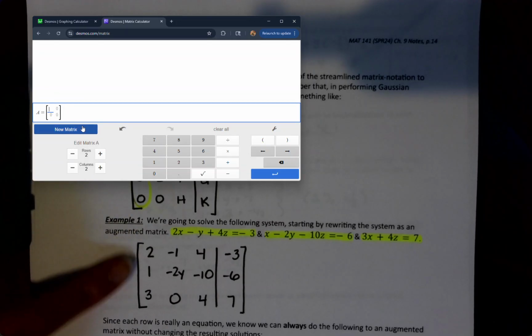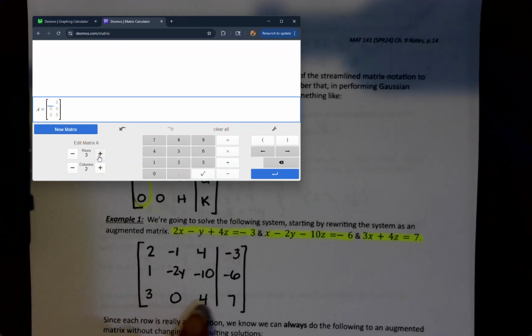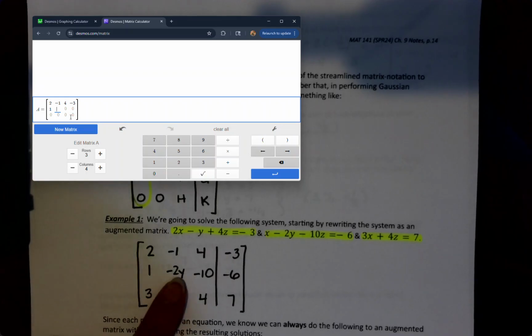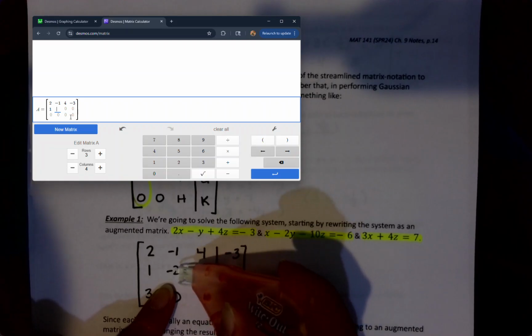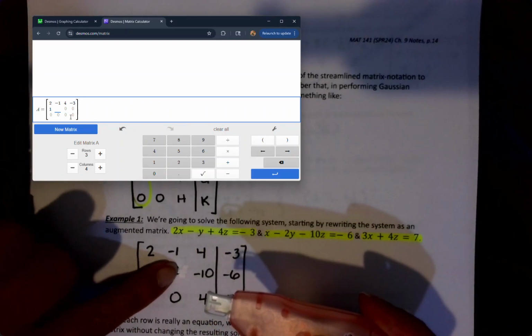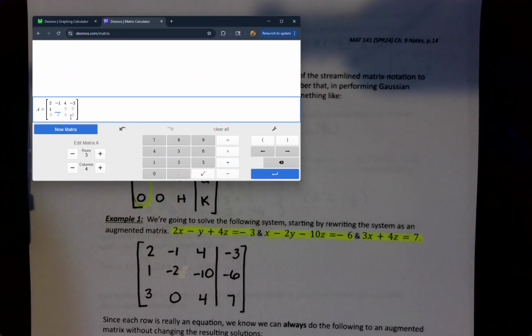This matrix needs to have 3 rows and 4 columns. So I'm going to increase the number of rows and columns. And I'm going to enter my coefficients. So 2, you can use the tab key, -1, 4, -3, and then 1. That was an incorrect y here. The variable should not have shown up, so my apologies there. Didn't notice that I had done that. It's just coefficients that are in the matrix. So this is -2, -10, -6, and then 3, 0, 4, and 7.